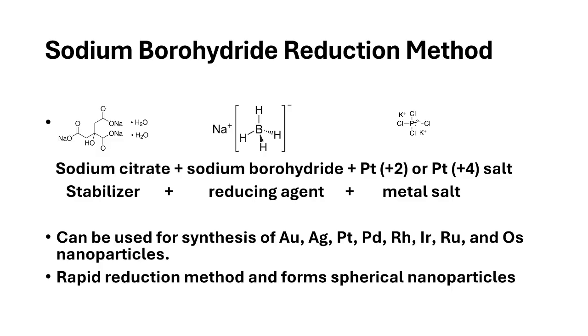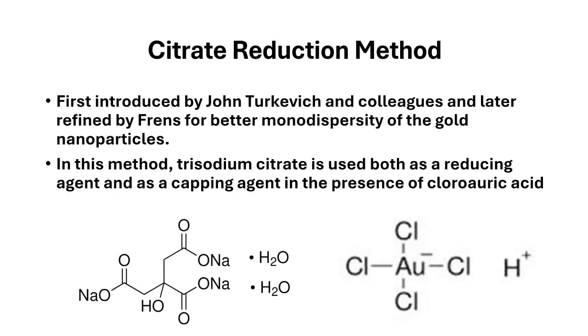in color. The citrate reduction method was discovered by John Turkevich and his colleagues, and then later on was refined by Frens to obtain higher monodispersity of the nanoparticles that are formed. In this method, sodium citrate is used as both the reducing agent and the stabilizer, and chloroauric acid is used as the gold precursor source.